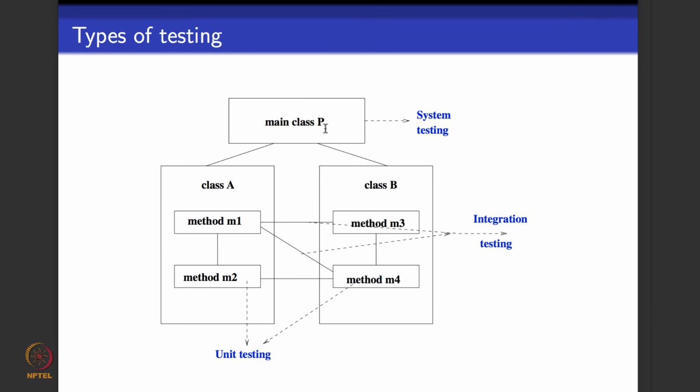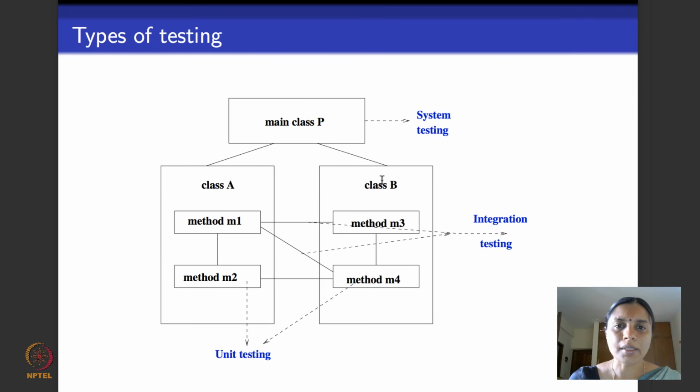So let's take an example to understand this a little better. Let's say there is a main class, call it class B, which in turn has two classes A and B. Let's say class A has two methods, M1 and M2. Class B also has two methods, M3 and M4. Let's say a particular developer is working on writing code for method M2 or M1 or M3 or M4, just that method. So when the developer finishes writing code or while writing code, the kind of testing that the developer would do to test the functionality of just that method is what is called unit testing, right?